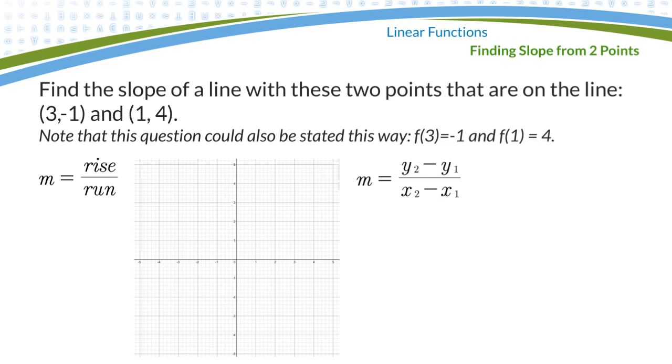So here I'm asked to find the slope of a line with those 2 points that are on the same line. So 3, -1, and 1, 4. Let me plot those points first. So 3, -1 right there, and 1, 4 right up there. So I have a line that goes through those points, and I want to know the slope of that line. It looks fairly steep. It also is going up to the left, so I know it's a negative slope. But let's use both the rise over run and this formula to figure out our answer.